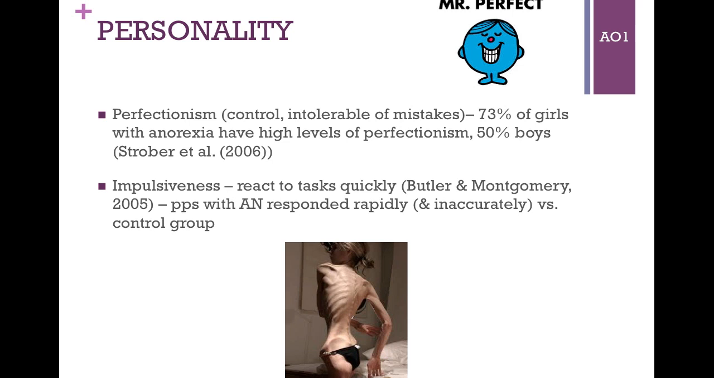The fact that they were doing it quickly didn't necessarily mean they were doing it right, and actually what they found is that they were responding quickly and inaccurately, so their responses weren't actually correct. And so again, there's that link between this personality type, impulsiveness, and anorexia. That one's a bit harder to explain. I guess perfectionism does make sense. It'd be hard to say, well, why being impulsive? Why does that have a link? But again, that's something we'll look at evaluating, looking at the cause and effect there as well.